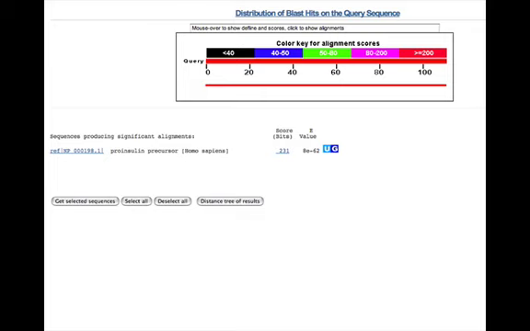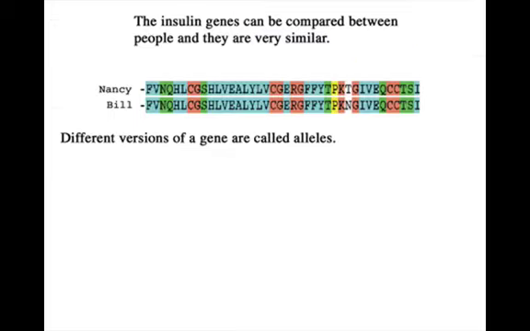There's this direct match between the insulin genes. We can do that same BLAST search and look at any 2 people, and we can find that the insulin genes between us are slightly different. Different versions of the same gene are called alleles, and we'll talk a lot about alleles in this course, but we'll talk about them in a slightly different way than this introduction.